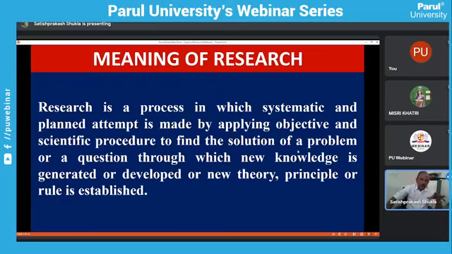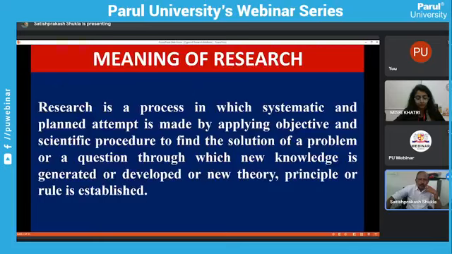It means expressing extensive force to find out something new in terms of knowledge, or in terms of the solution of any problem. By doing so, either we add something to our existing knowledge, or we develop any theory, principle, or rule with the help of research. So this is the meaning of research.